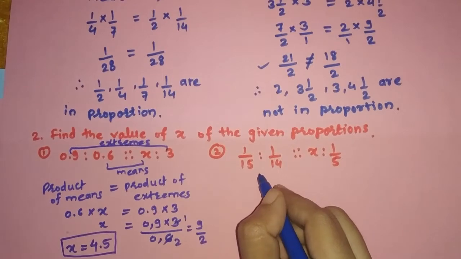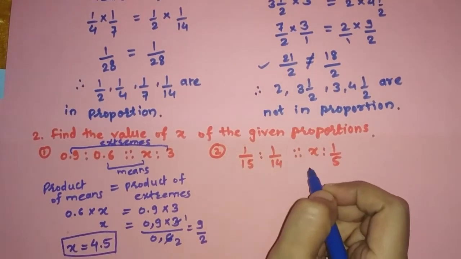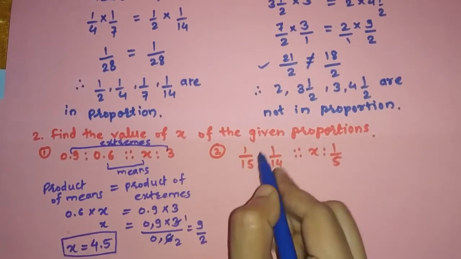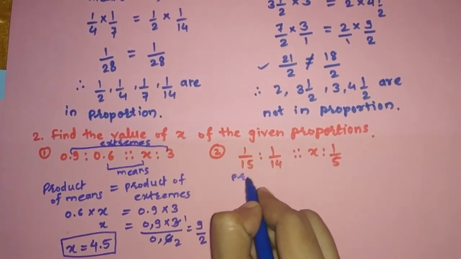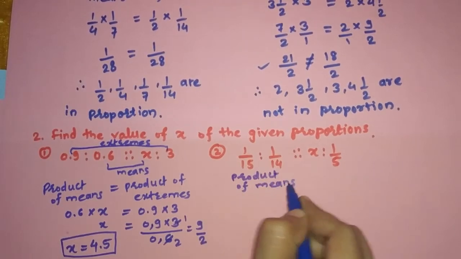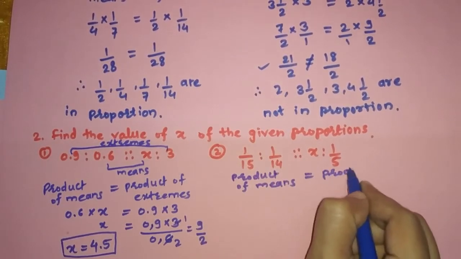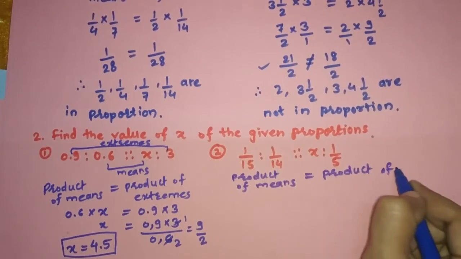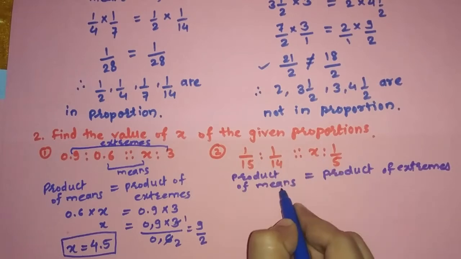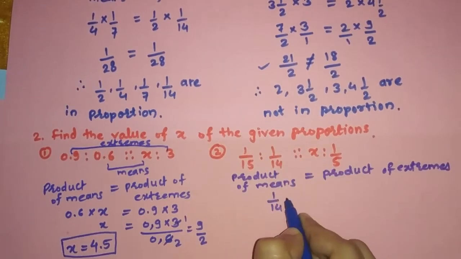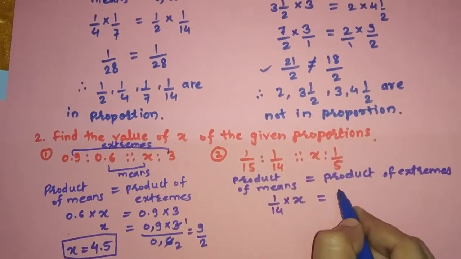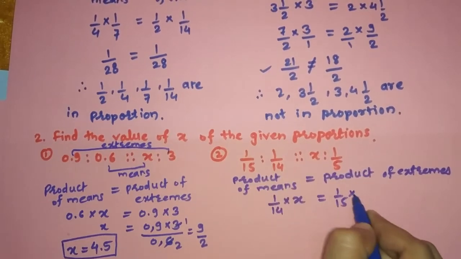Now we'll go for this question. Here also we need to find out the variable value x, and we're given that these are in proportion. So we'll write down the product of means is equal to the product of extremes, as they are given in proportion. So 1 by 14 and x are the means, the second and third terms, which is equal to the first and last, that is 1 by 15 multiplied by 1 by 5.